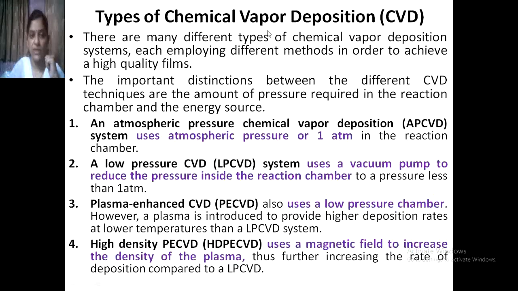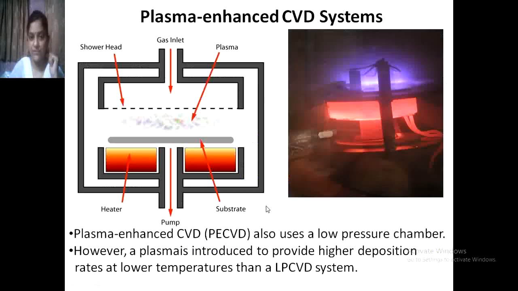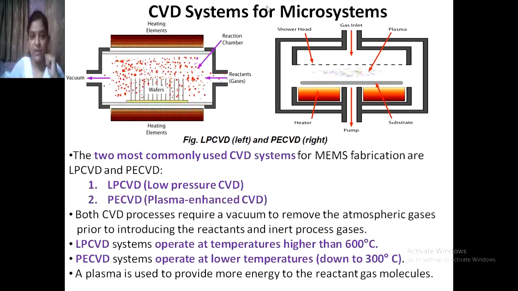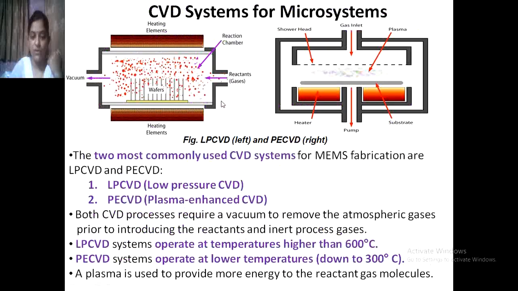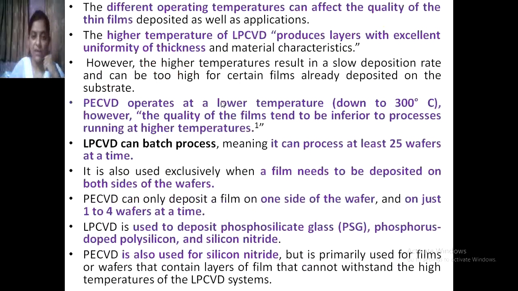Then we saw the types of chemical vapor deposition, that is APCVD, LPCVD, PECVD and HDPECVD. Then we saw the plasma enhanced CVD system. Then we saw two examples, LPCVD and PECVD, and how they are formed. The last thing we covered was low pressure CVD and plasma enhanced CVD.